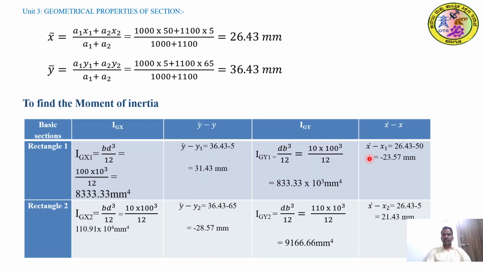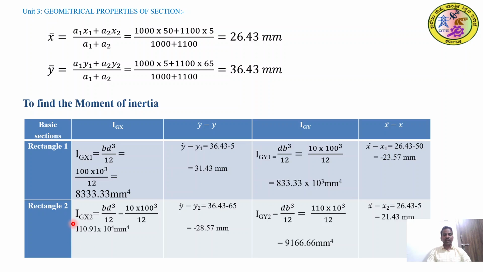To find the centroidal distance of the whole section with respect to the y axis, that is x bar, and of the first rectangle, that is x1, with respect to the y axis: x bar is 26.43, x1 is 50 millimeter, so we get minus 23.57. Ultimately it is going to be positive because (x bar minus x1) square is the formula.